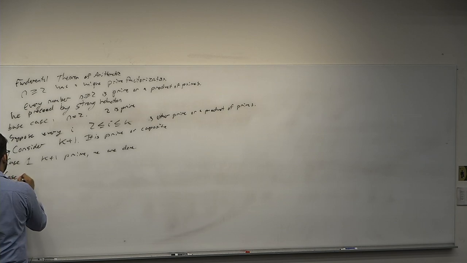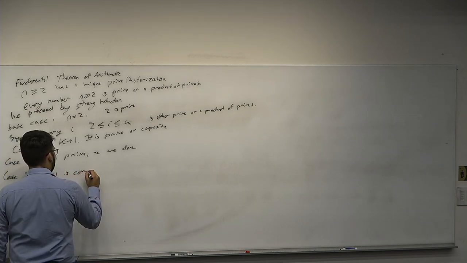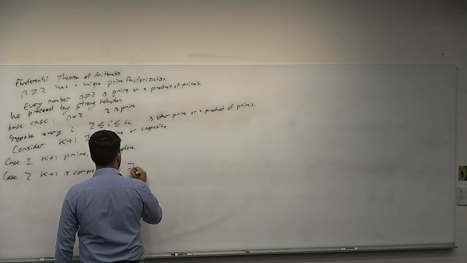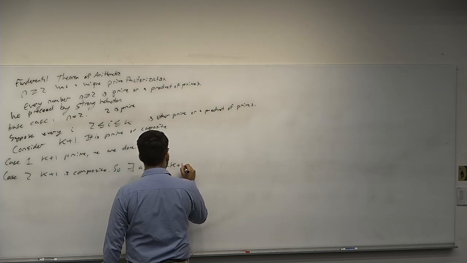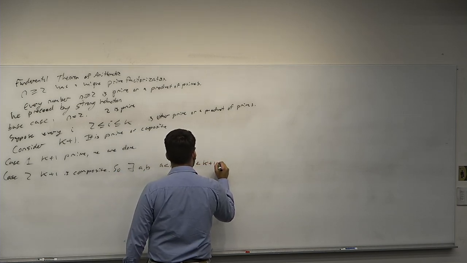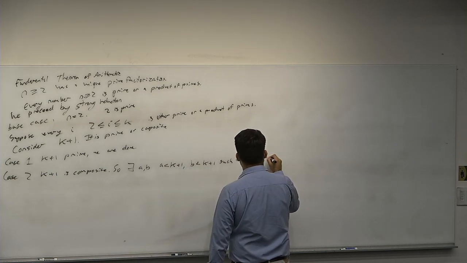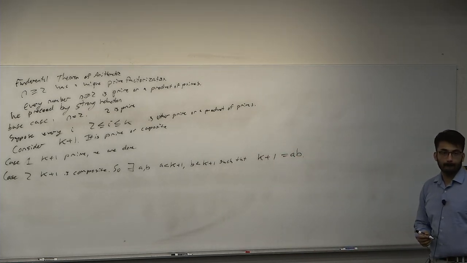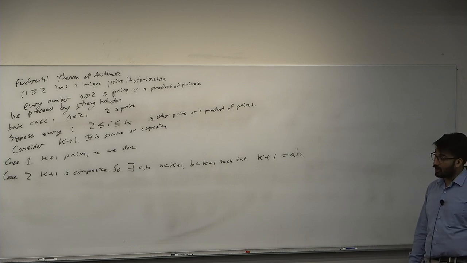Case two, the serious case, k plus 1 is composite. So there exist a, b, with a strictly less than k plus 1 and b strictly less than k plus 1, such that k plus 1 is equal to a times b. Right? If a number is not prime, it's composite. So if it's composite, it's a product of two smaller numbers.